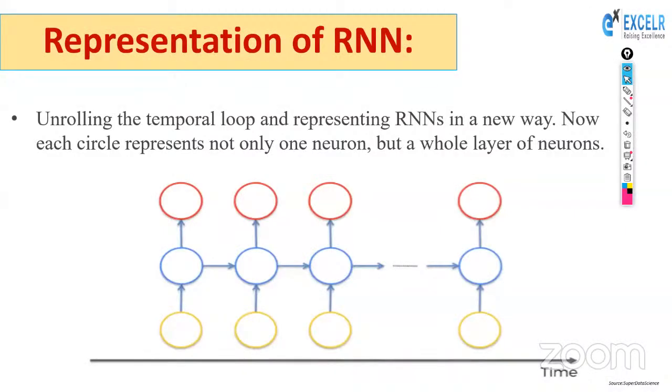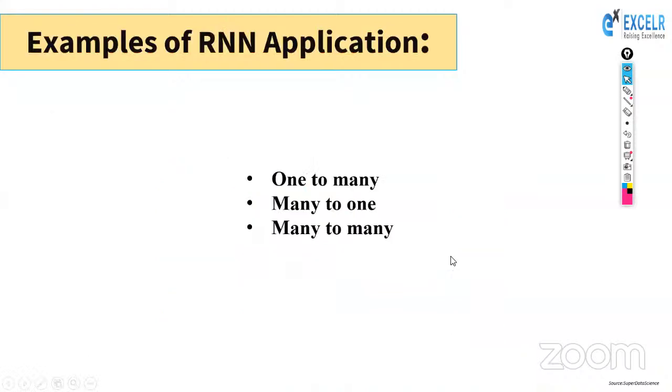Okay, so let me share my screen again. I hope my screen is visible to all of you. So if you're clear with this RNN architecture, let me show you a couple of applications of this recurrent neural network. These applications are categorized as one-to-many mapping, many-to-one mapping, and many-to-many mapping. All right.